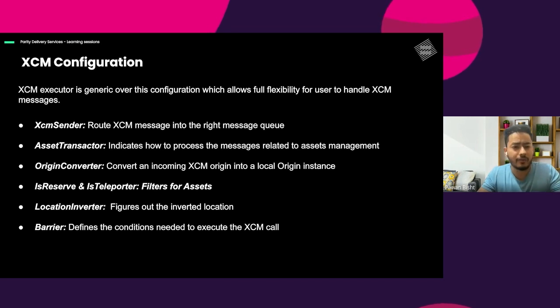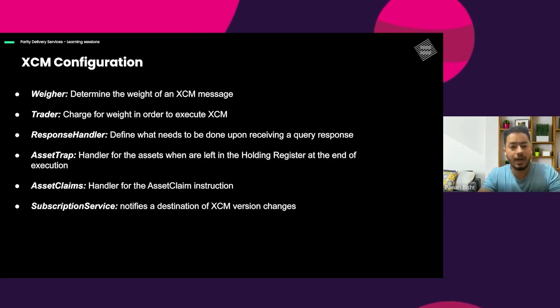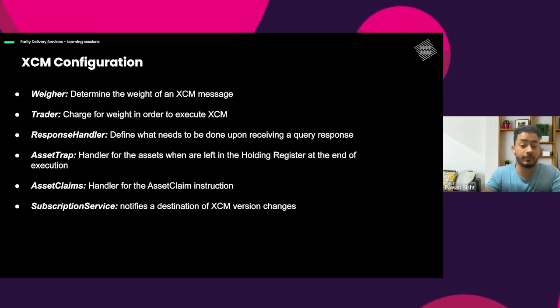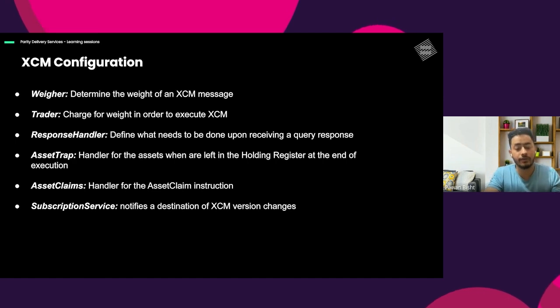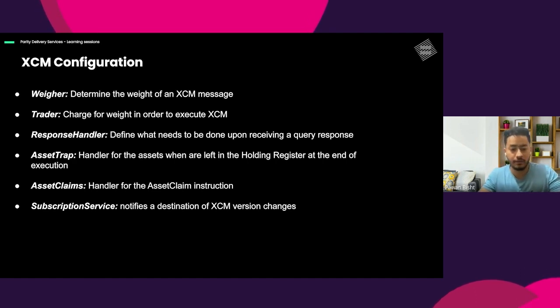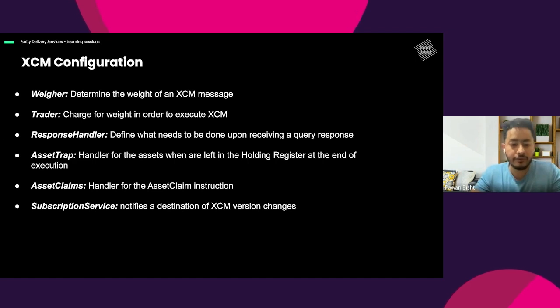Apart from this, we have other configuration items also. But let's talk about the asset trap, because we already talked about the holding register. This asset trap is just a handler for the assets left in the holding register at the end of the execution, which we withdrew at the time of withdraw assets. It handles how to treat those assets if they are left in the holding register. So these are the configuration items.